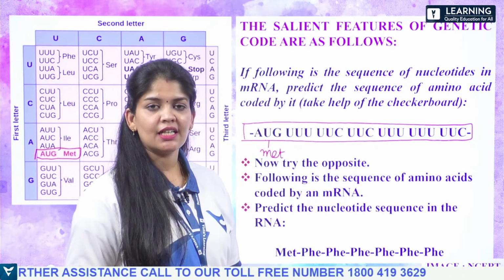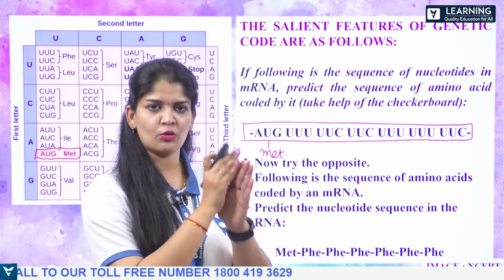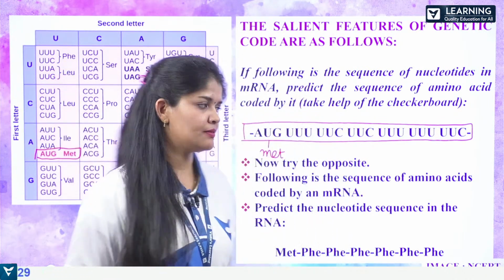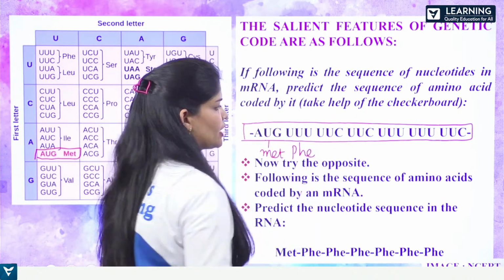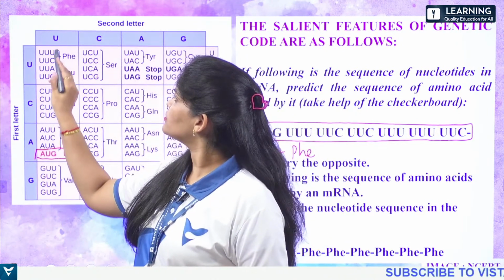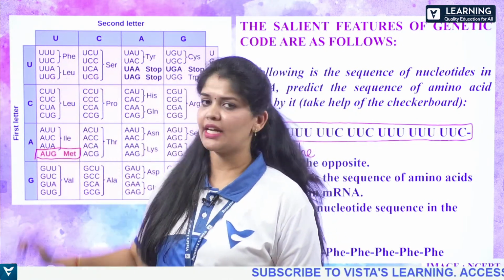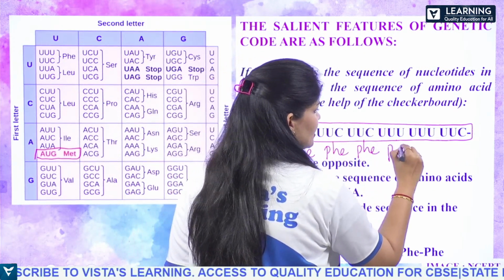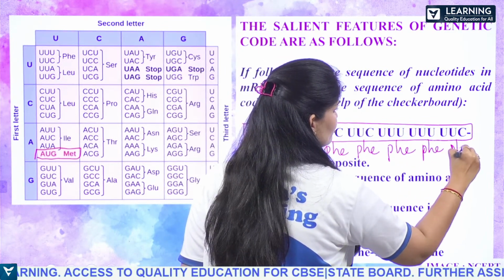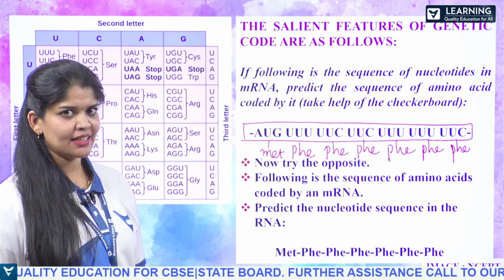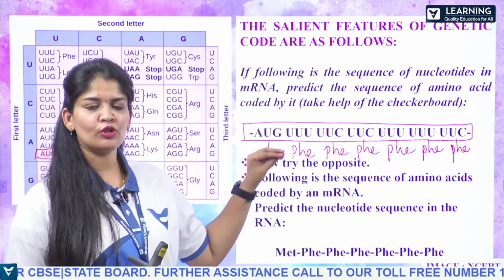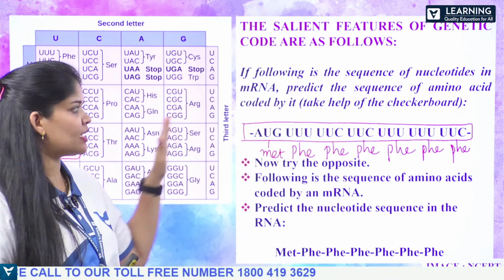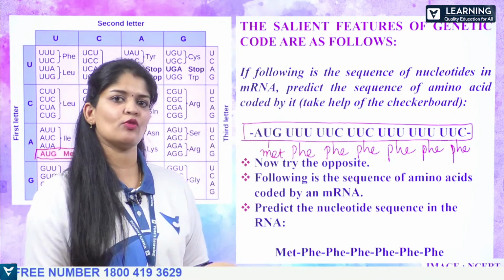We have to read the codons on the mRNA continuously without any punctuation. Second one is U. First one, phenylalanine. UC. Phenylalanine, phenylalanine. It is very easy: by using the nucleotide sequence on the mRNA and this genetic code checkerboard, we can identify the sequence of the amino acids.